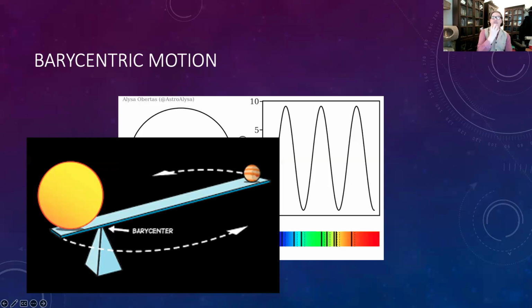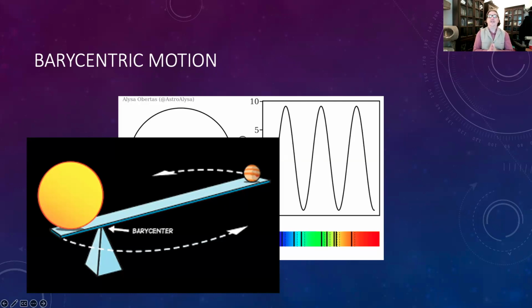It would have a velocity which was dictated by the velocity away from or towards the Earth. But because of the gravitational influence of a planet going around it, that star will wobble. And so we can measure it.